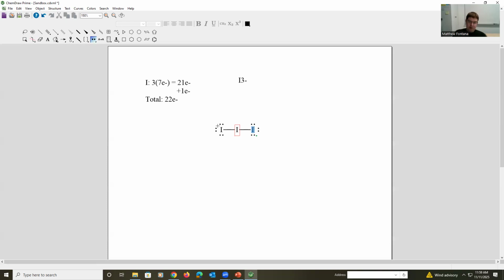And so therefore, both the left and right iodide have one single bond and then three lone pairs, which gives you a total of eight valence electrons on this iodine and this iodine. And then we notice that this iodine in the center has two and four electrons from the single bonds, which means we then need to add one and two lone pairs to the central iodine atom.